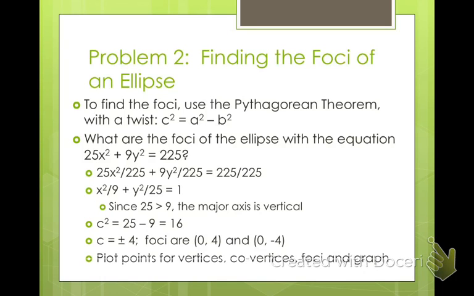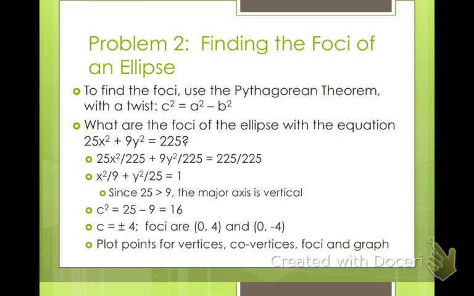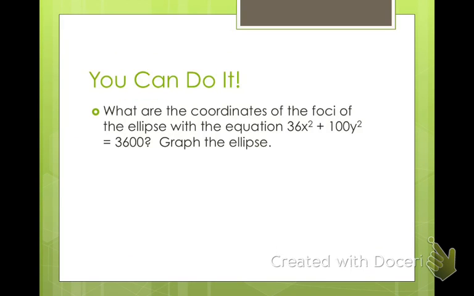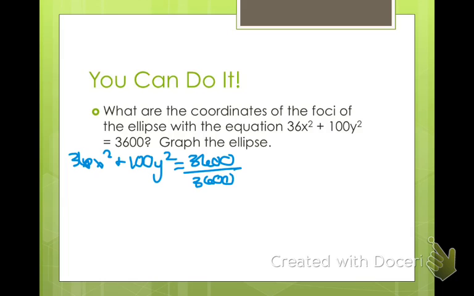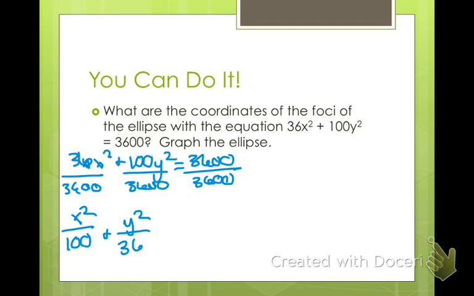Alright, this one is just the same thing, but this one wants us to actually graph it. So let's go ahead and do this one really quick. 36x squared plus 100y squared equals 3600. In order to make it equal 1, we divide everything by 3600. I get x squared over 100 plus y squared over 36 equals 1.